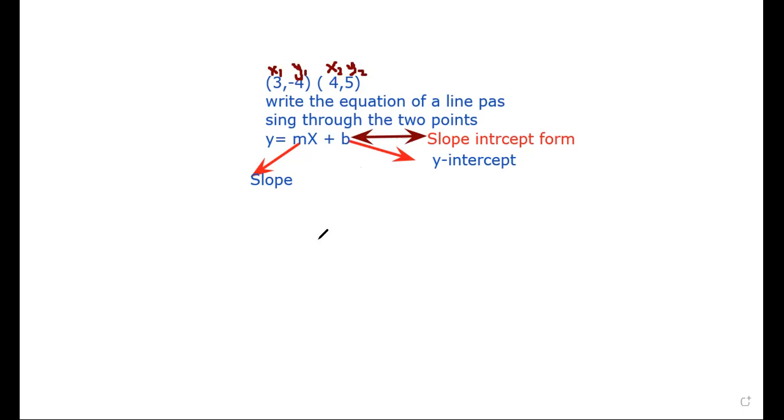Then we are going to write the formula for the slope. Is there anyone who can remind me how we write the slope, the general formula? Yes, Hannah? It will be y2 minus y1 over x2 minus x1. Very good.